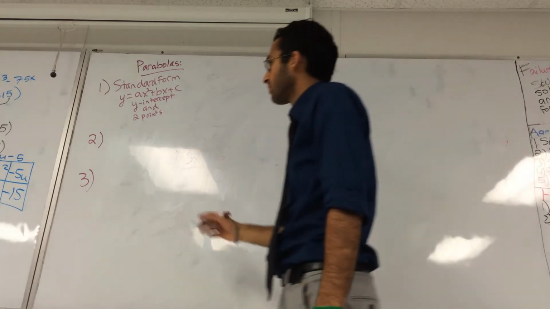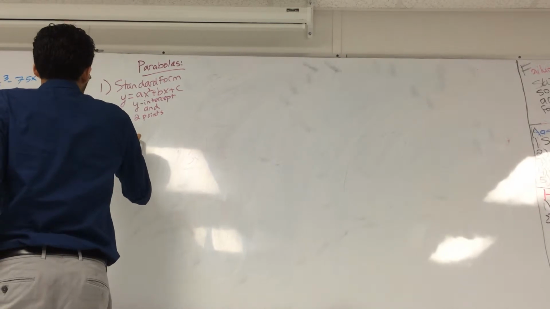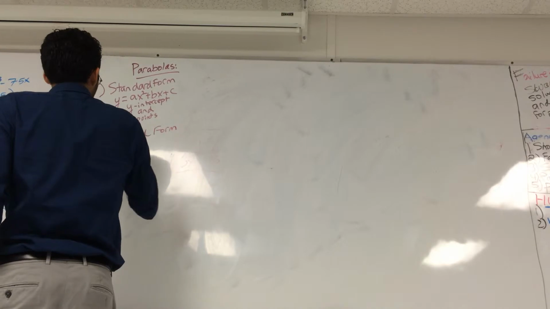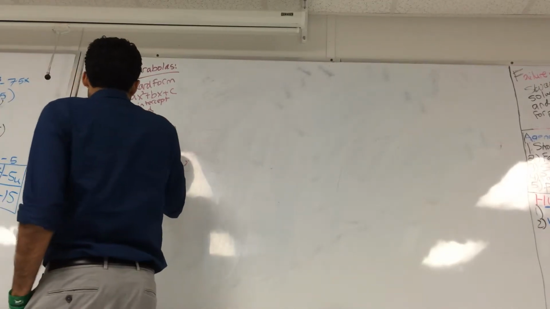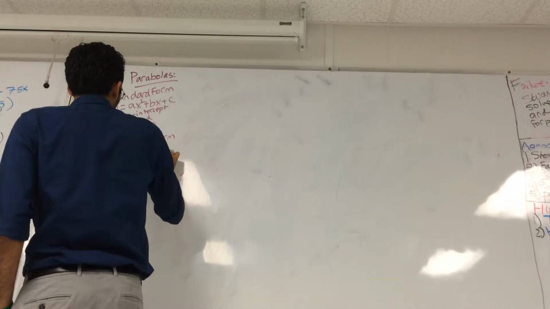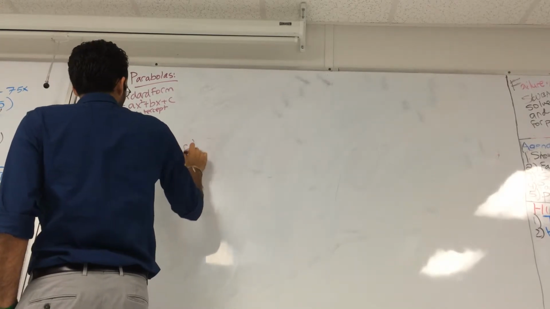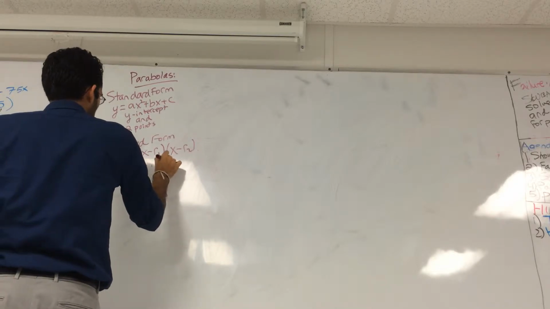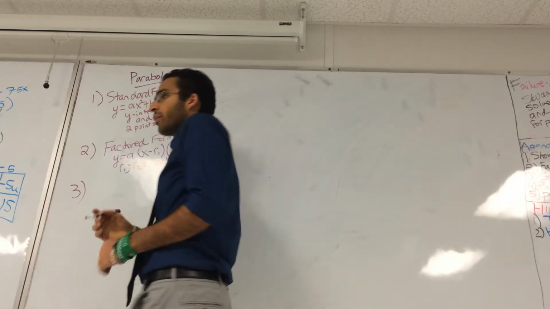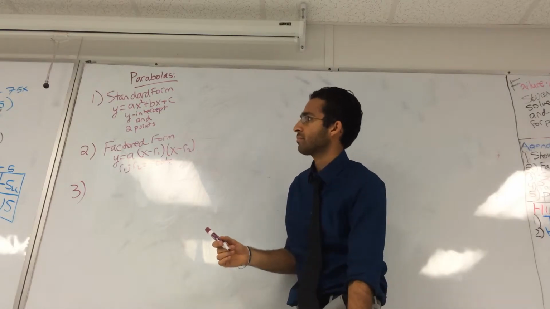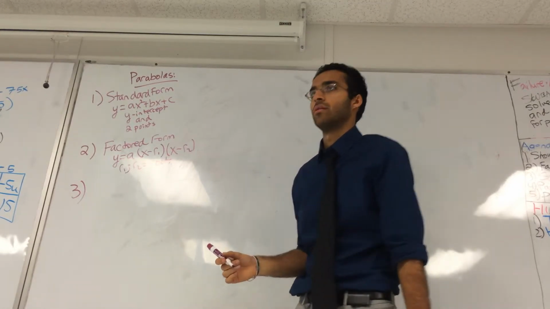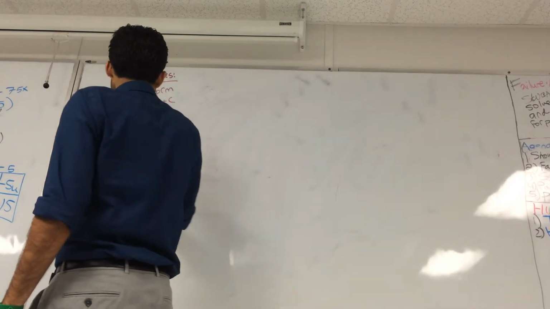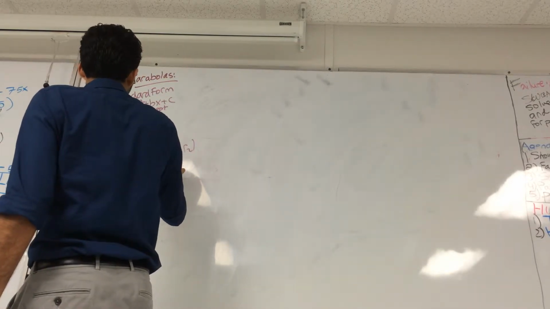Then we have factored form. Y equals a times x minus r1 times x minus r2. R1 and R2 are the roots. So this form is good if you have roots and 1 point.